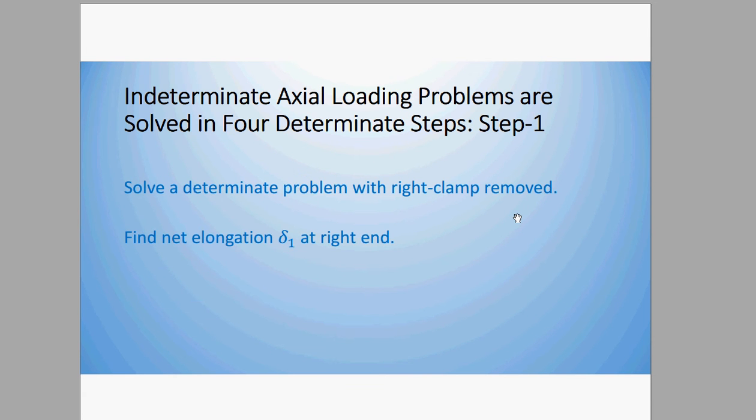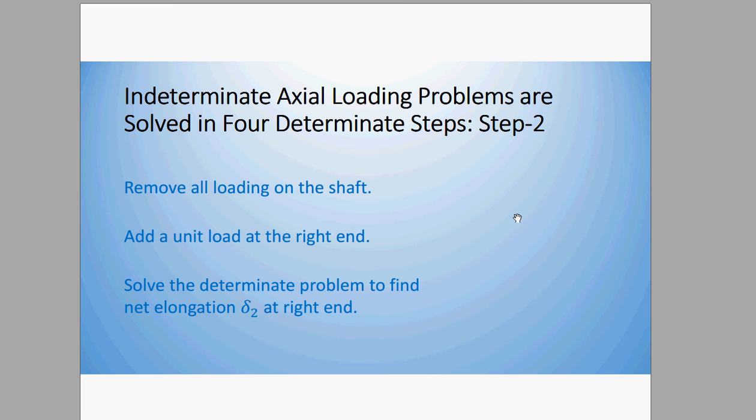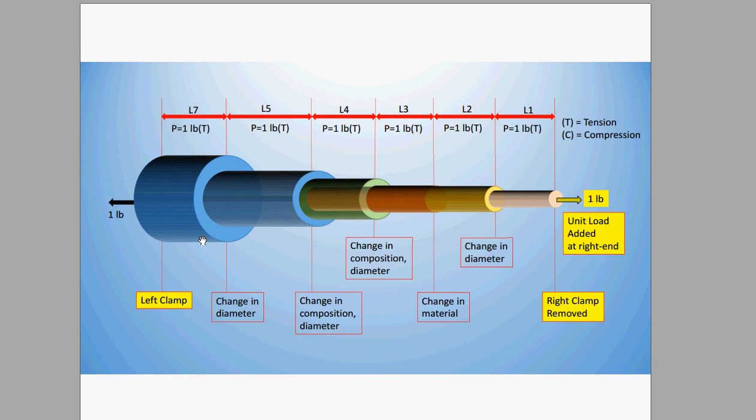So you have your original net elongation with all of the loads with the right clamp removed, and then you do it a second time with all of the loads removed, and instead of the right clamp you have 1 unit force. So here you can see it on here. All of the loads are gone, still clamped on the left, and you have your 1 unit load applied at the right end. And you can use that to solve for your second elongation as a determinate problem.